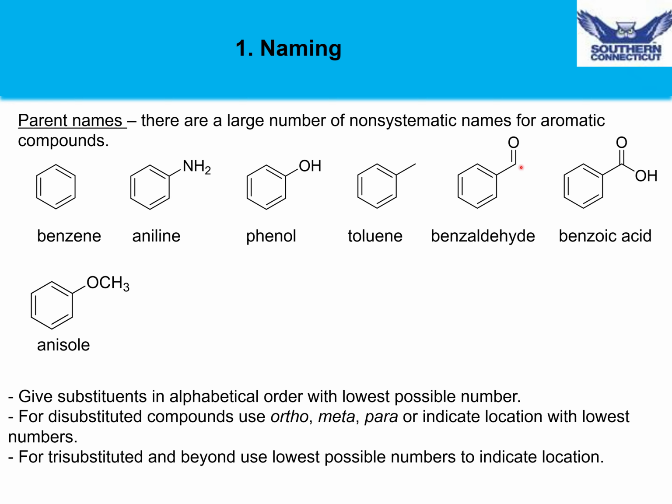Benzaldehyde is an aldehyde attached to benzene. Benzoic acid has a carboxylic acid on benzene. And then finally, anisole has a methoxy group on benzene.